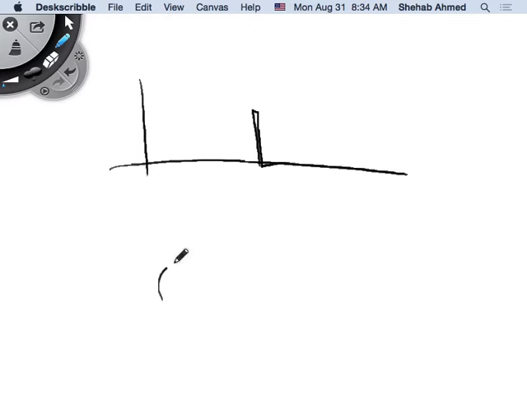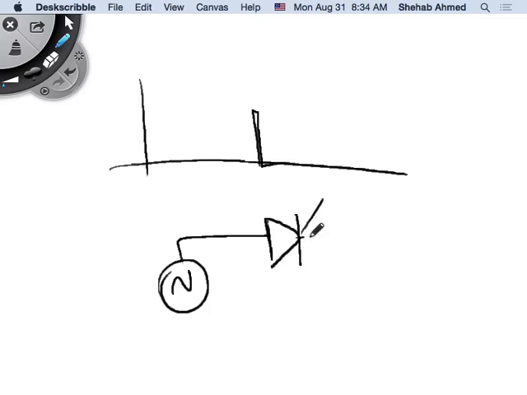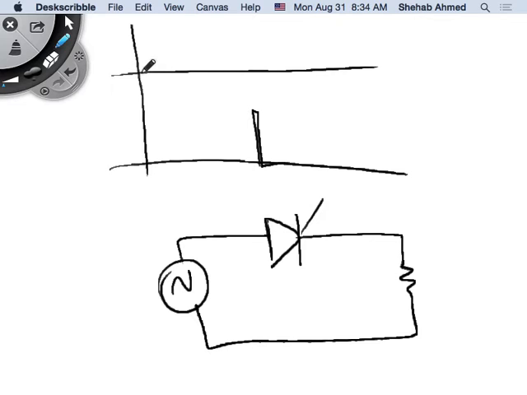So if I have a circuit like this, and this is my input voltage waveform, what will my output voltage waveform look like?